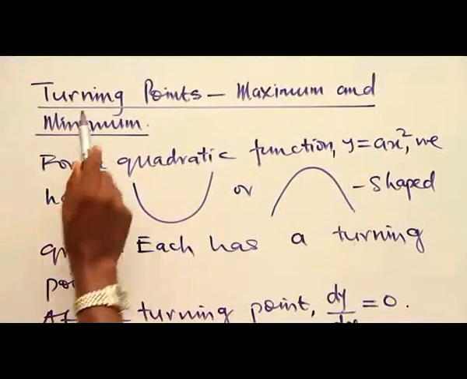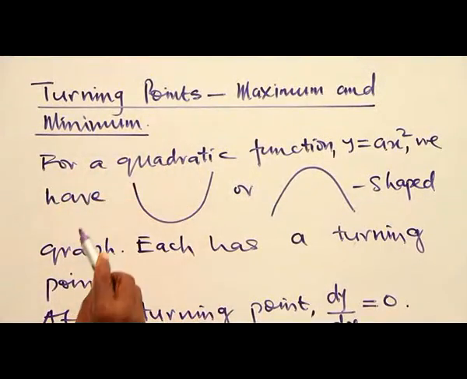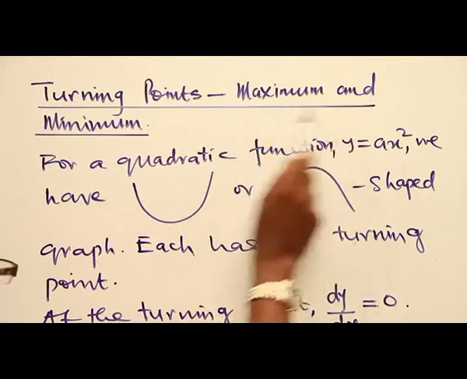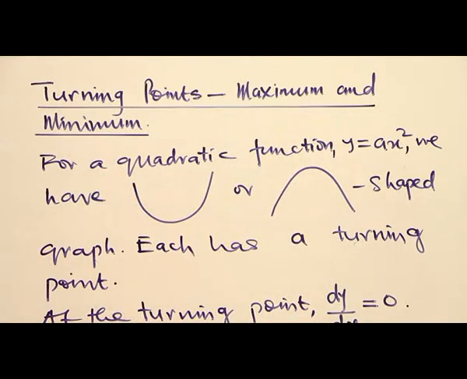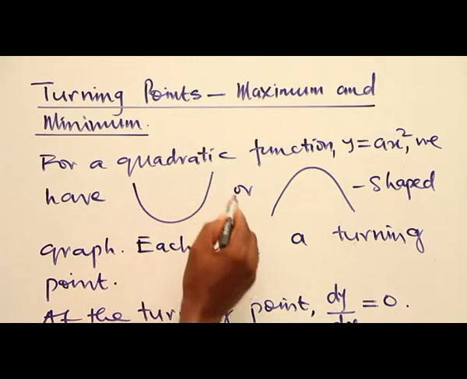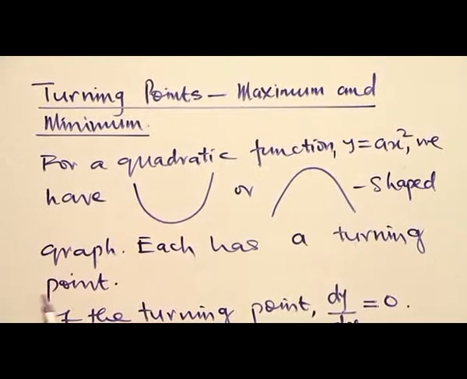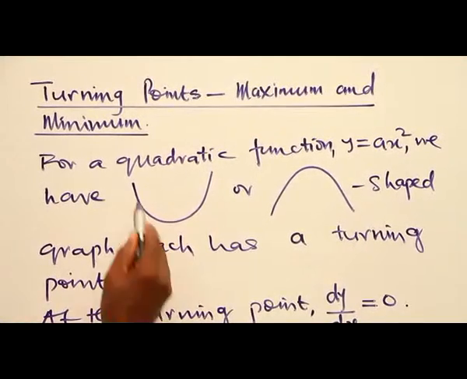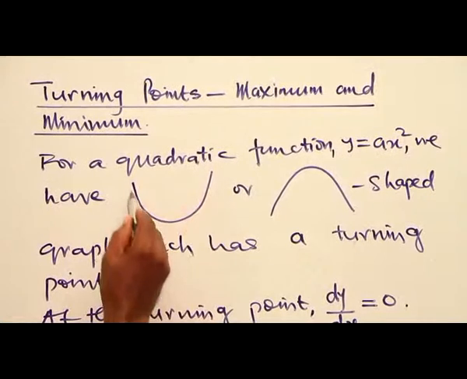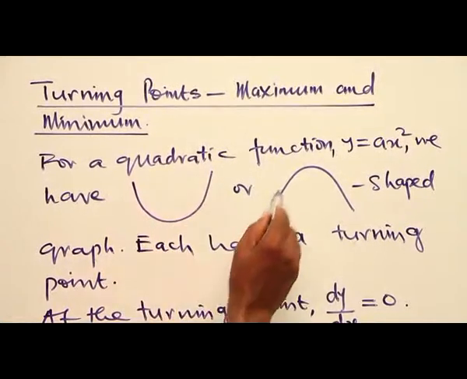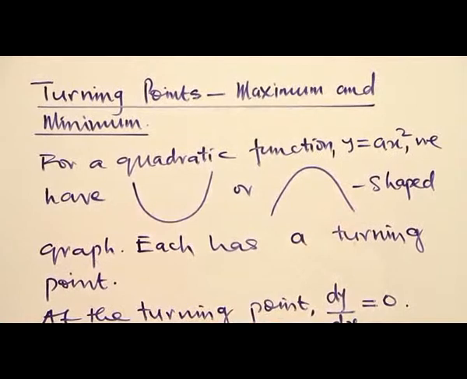Let us now consider the turning points. By this we are talking about the maximum and minimum points or values. For a quadratic function, say y equal to ax squared, we have the U or the N-shaped graph. If we draw the quadratic graph, we are going to have this U-shape or the N-shape.